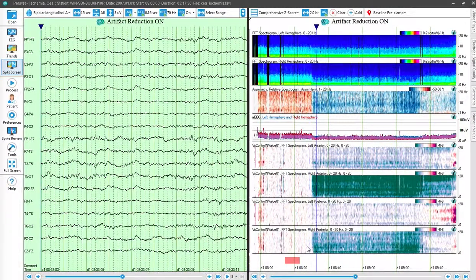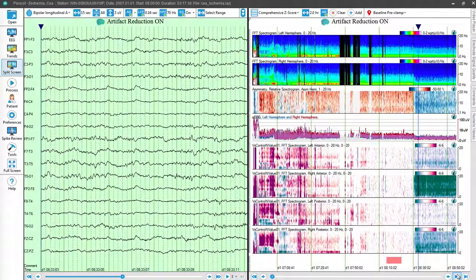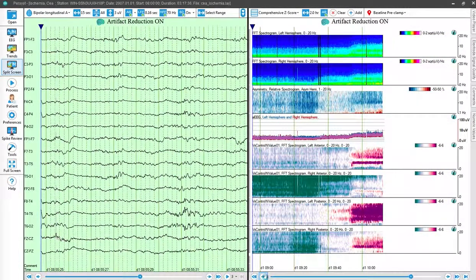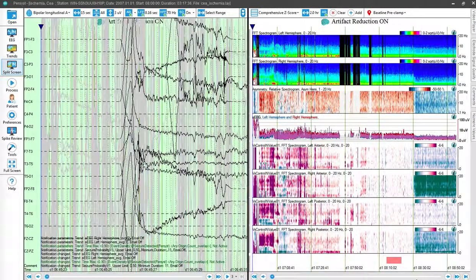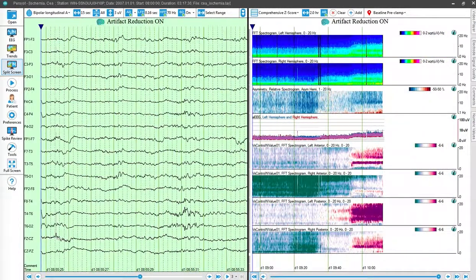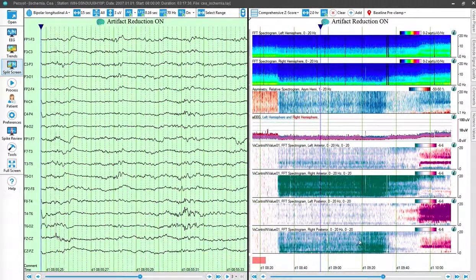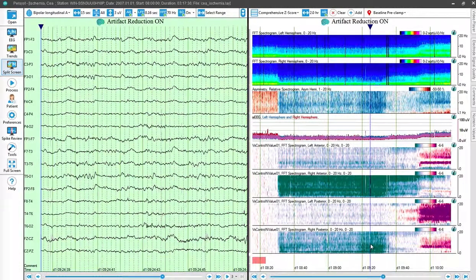Pre-clamp, post-clamp. Sorry that the mouse is jumping around a little bit here. All right. This is where that second change happens. We can see right posterior, loss of faster frequencies in that beta to alpha range showing up in that change spectrogram versus this.